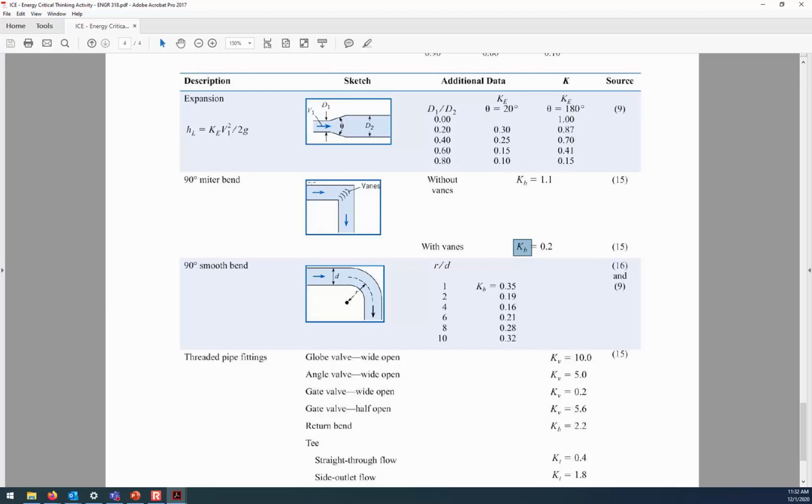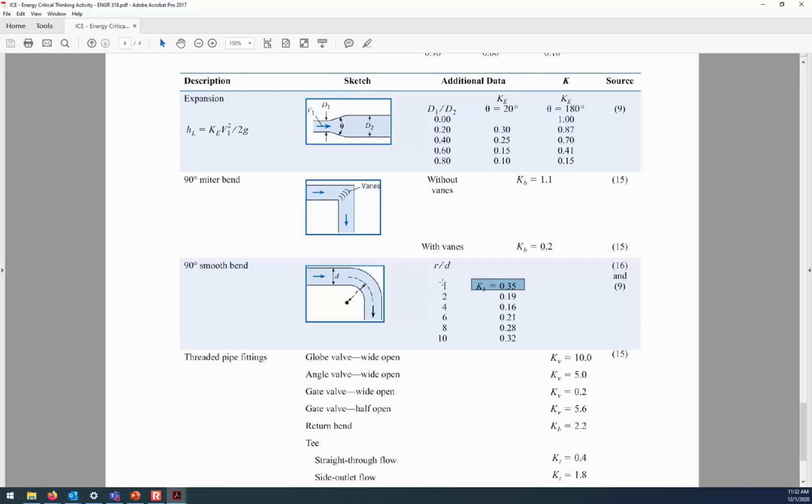But look at the really abrupt 90-degree miter bend: it has a K value of 1.1 if the vanes, which would guide flow in there, don't exist. If those vanes are inside the miter bend, then you can bring the K value down much lower, to approximately 0.2. So this is an abrupt transition. If it's just two pipes with no radius of curvature, 1.1. But if you do have some curvature there, then the K value is lower. And depending on how gradual the transition is, the K value may decrease even further.